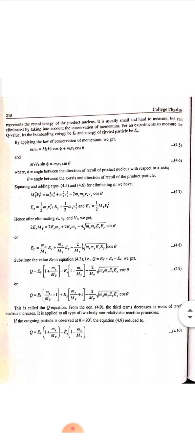What are Ex and Ey? Ex is nothing but the energy of the bombarding particle, and Ey is the ejected particle energy. That you have to remember. Phi is the angle between the directions. That is just terminology we have to remember, but don't worry about these equations.